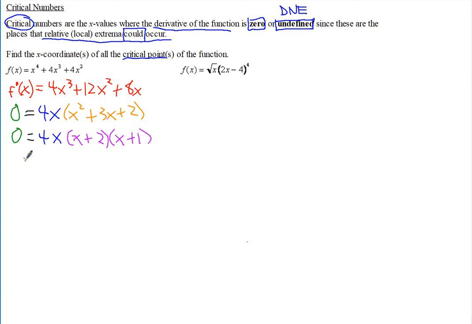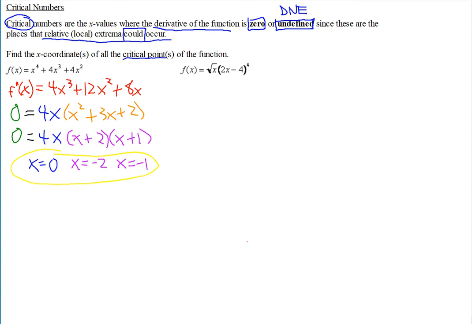So if we set 4x equal to 0, we get x equals 0. If you set x plus 2 equal to 0, subtract the 2, you get x equals negative 2. And if you set x plus 1 equal to 0, you get x equals negative 1. So these are our three critical numbers, the three x values where we might have a local min or max.